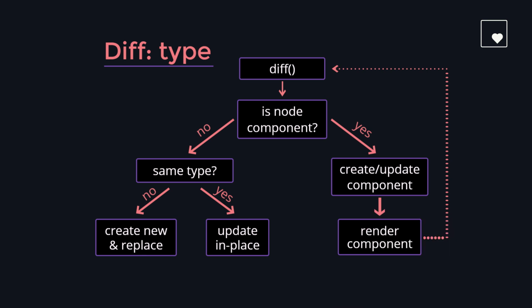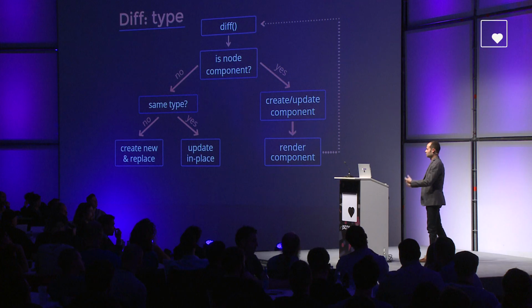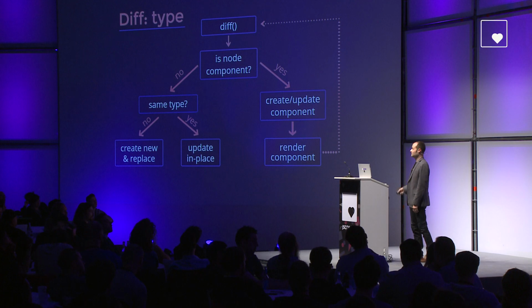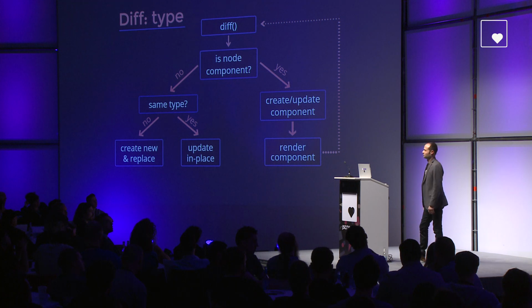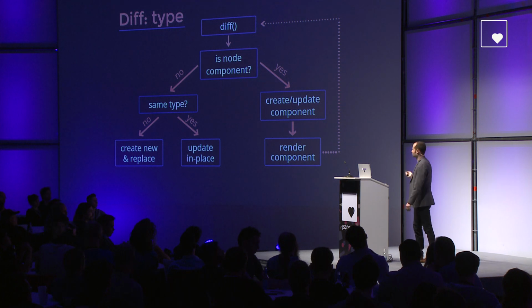Basically, we just need to create a backing instance, create it if it doesn't exist, update it if it does exist, set its props. But then things get really easy. We call render on that backing instance, which returns a new virtual DOM tree, which we just pass back into the same diff function. So I don't think this is actually even that complex. There's some intricacies here with lifecycle, but as far as a chart on a slide goes, it's pretty simple.